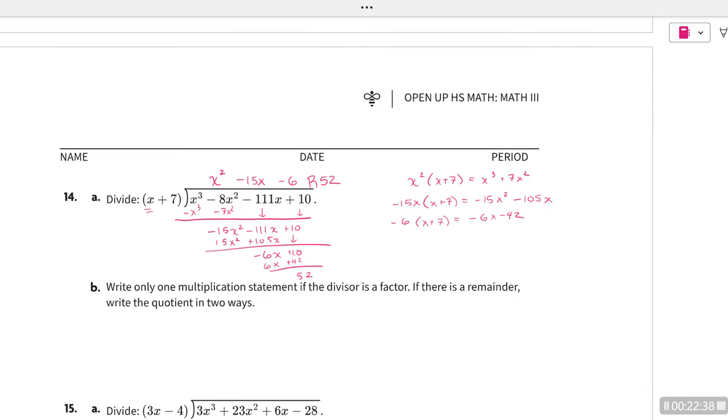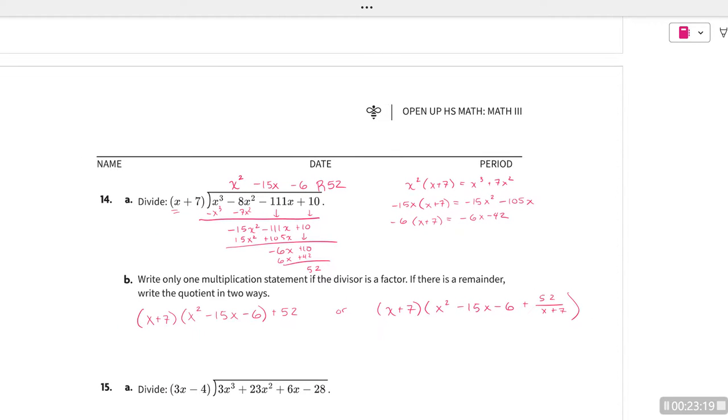Okay, so we're going to write our multiplication statement in two ways. x plus 7 times x squared minus 15x minus 6. And just to show the order doesn't matter, I'm going to close my parentheses and put my 52 outside the parentheses first, because I've been doing it second, just to show the order. Whichever one of these answers you put first doesn't actually matter. One does not take a higher priority over the other. So for this one, positive 52 is my remainder, so plus 52 divided by x plus 7. And then I close out my parentheses. Okay, so that's problem 14.